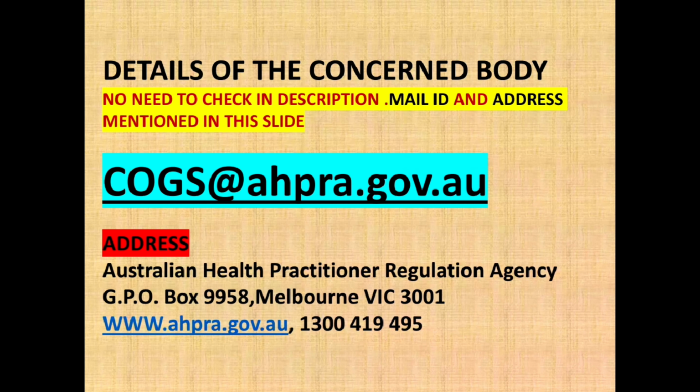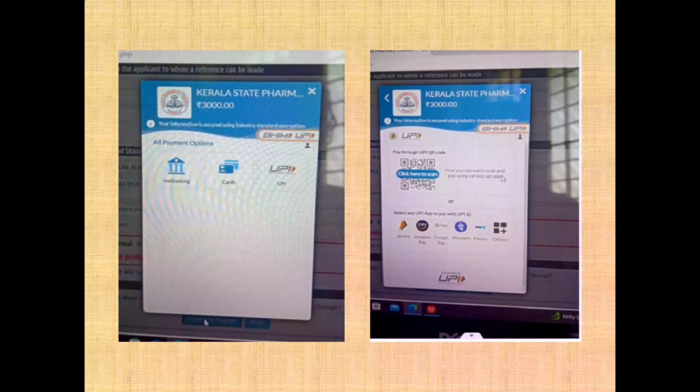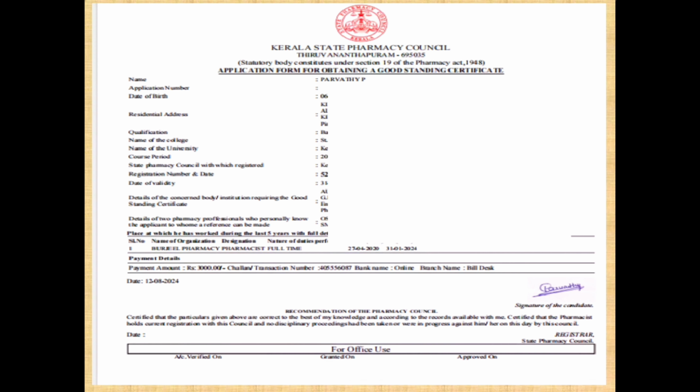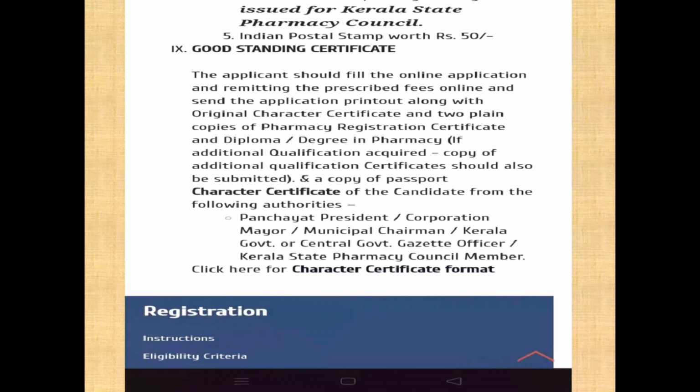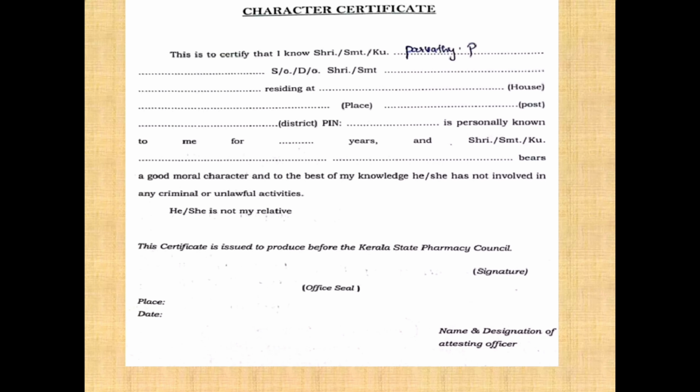With this application form we want to submit one more thing, that is the character certificate. Character certificate, that one has a format. The same way you can check on the site also, you can download it. This is the 9th slide I mentioned here, character certificate format. This one is the original format. The authorized person wants to fill in these details and signature, seal, place and date, mention it. Then together with these documents you can send to the KSPC.